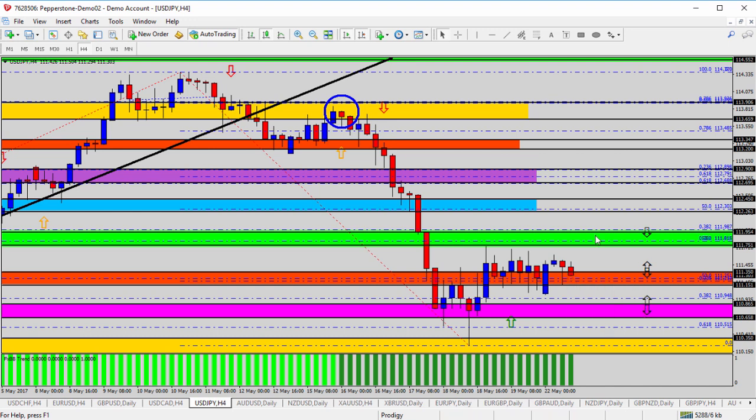It needs to either be back at the green zone or under the orange zone. Maybe an intraday buy here into the orange zone may produce some opportunity for some pips back to the green zone for the US yen today.